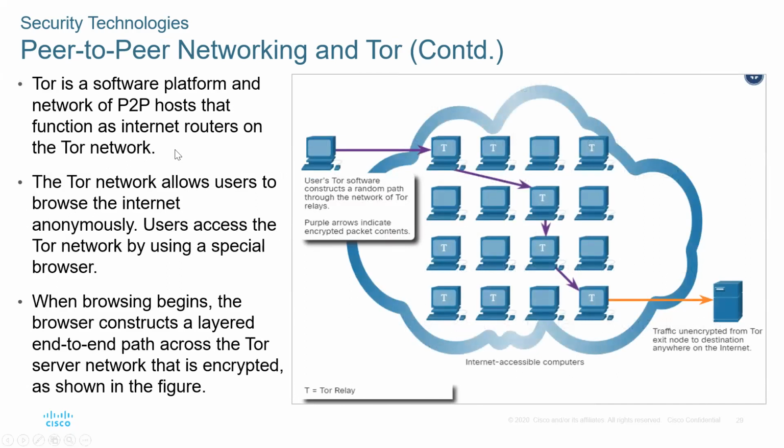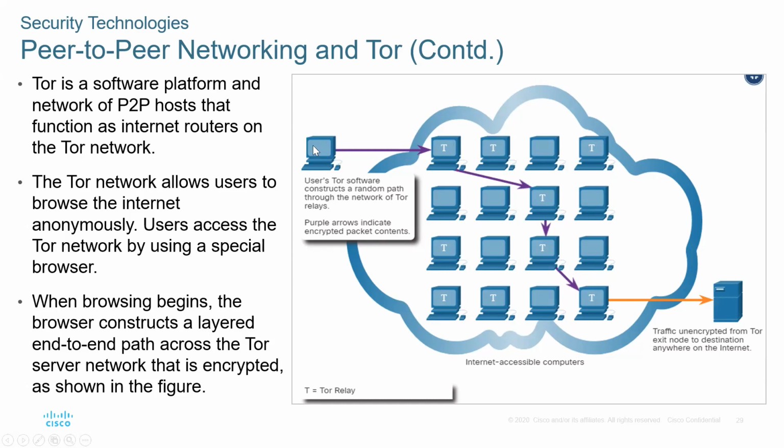Tor itself is a software platform of a network of peer-to-peer hosts that function as internet routers on the Tor network. So the Tor network allows users to browse the internet anonymously. The users access the Tor network by using a special browser. When the browsing begins, the browser constructs a layered end-to-end path across the Tor server network that's encrypted. So this is typically used to access things like the dark web.